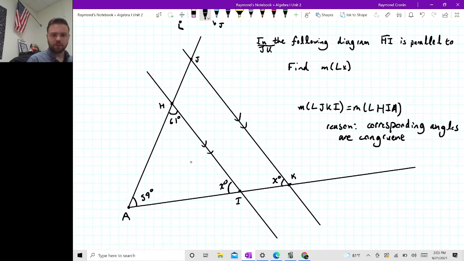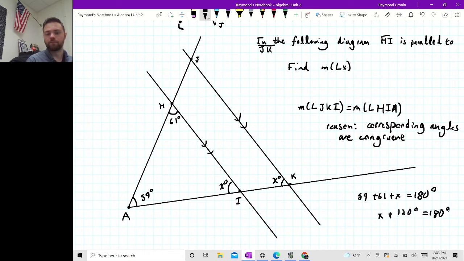So since we're finished with that, I know that this angle is the same degree measure as this one. So these three have to add to 180. So I can solve it. So I've got 59 plus 61 plus X equals 180, which is the same as X plus 120 equals 180. So X equals 60 degrees. So that angle measure is 60 degrees, which makes that angle 60 degrees.